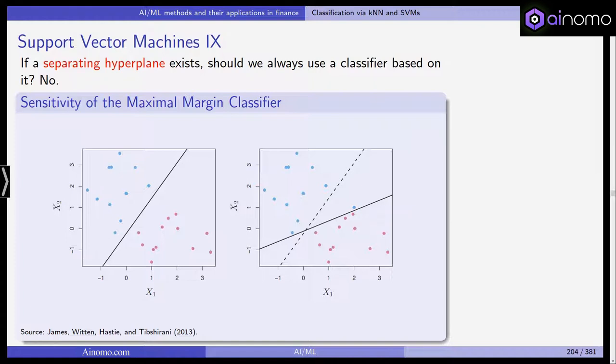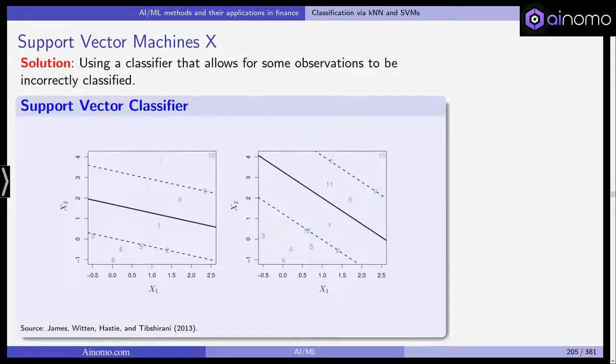If you look at this slide here, we saw that the maximal margin classifier is actually quite sensitive to new data. If we add new data points, then the decision boundary, which is the line here, is quite sensitive to these newly added observations. So the question is, can we make this classifier a little less sensitive to new observations and a little more forgiving? And this is where we now arrive at the so-called support vector classifier.